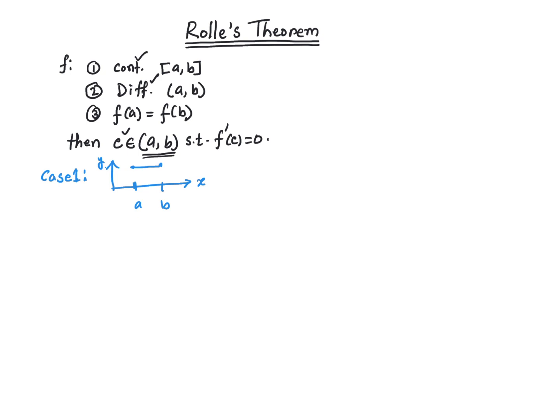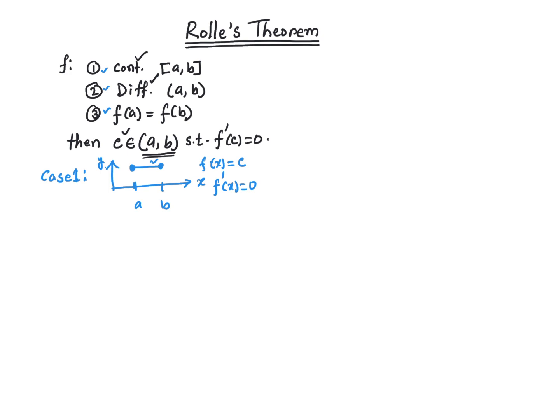Why? This constant function is continuous, right? It is differentiable, and also f of a is the same as f of b. All these three conditions are satisfied. It looks something like this: f of x is equal to c, and we know that f prime of x is going to be 0. So, in essence, this is true not only for one point in between a and b, but for every single point in between a and b.